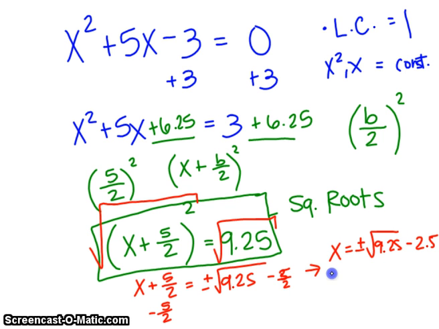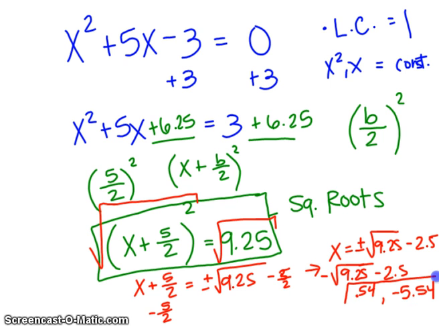So in your calculator, you would do the positive square root of 9.25 minus 2.5, and for that you're going to get 0.54. And then you would also have to do the negative square root of 9.25 minus 2.5, and for that you would get negative 5.54. So your two solutions are positive 0.54 and negative 5.54.